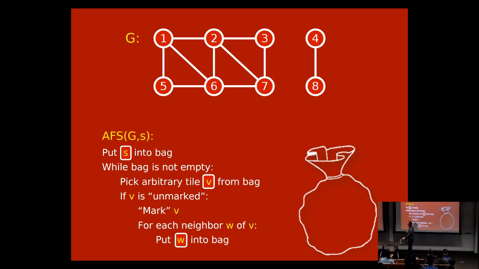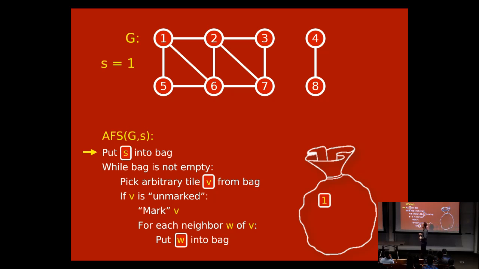So let's do an example run. Actually, it takes a long time, so I'm not going to do the full run, but hopefully I'll get some of the gist of it. Okay, so here's my graph. It happens to be disconnected. And let's say S is 1. So I'm going to try to find and mark all the vertices connected to vertex 1. Let's just look at the algorithm.